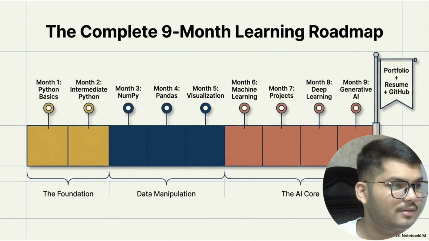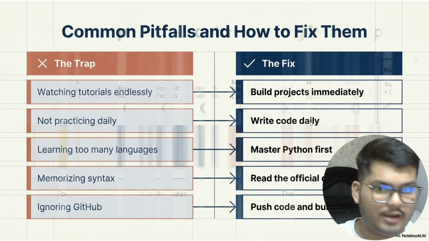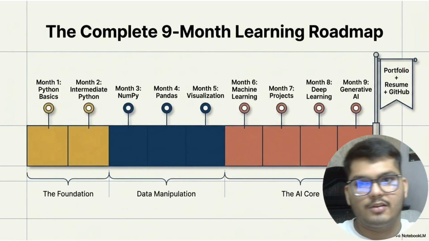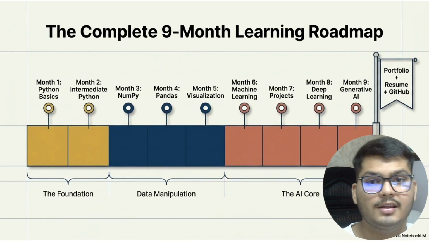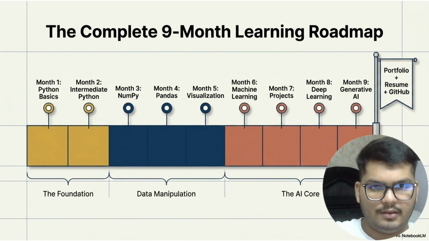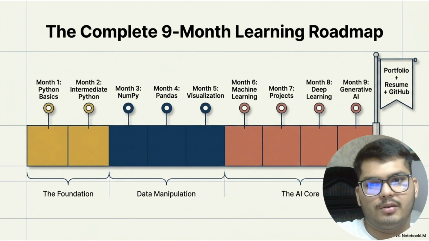Now basically this is the complete roadmap. Yes, that's a complete nine-month learning roadmap. From month 1 you will learn Python basics. It's around 15 to 20 days, and the remaining 10 days you can work on practice and all.